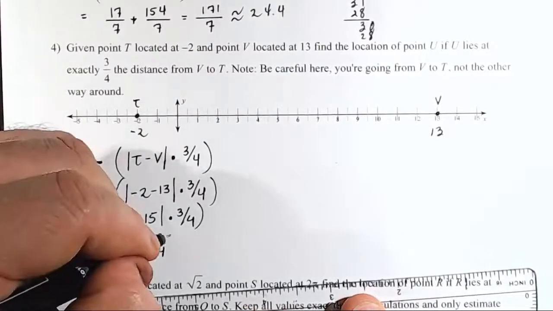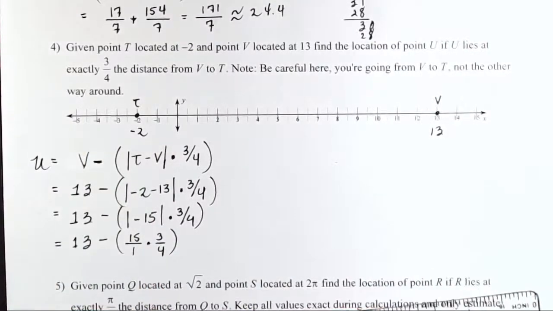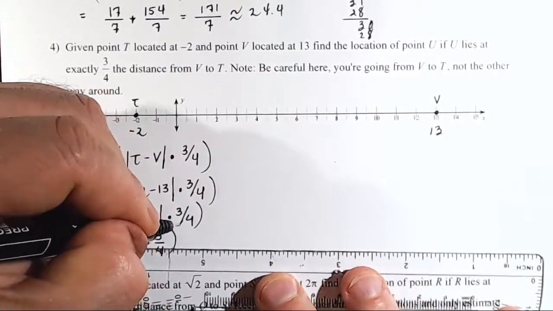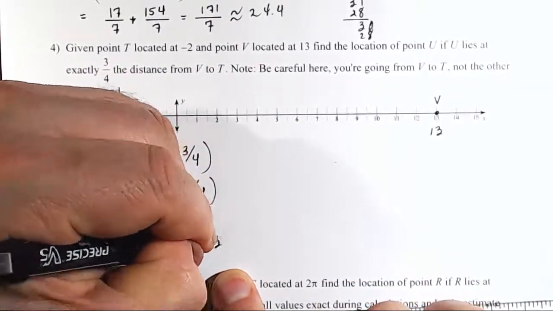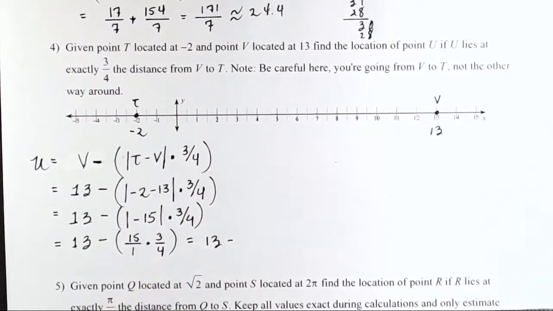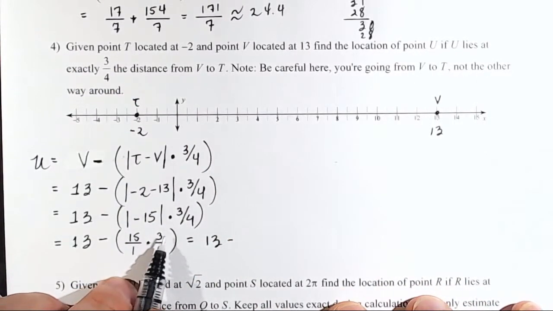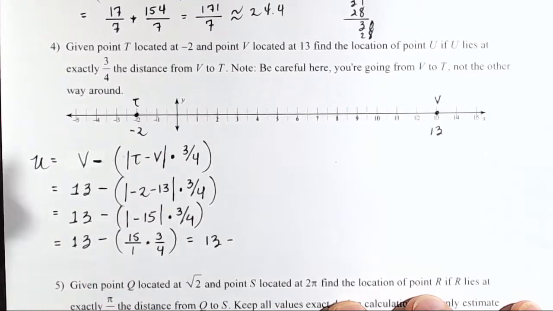Okay, I don't think I can reduce those fractions at all. Let's just do this. We'll put this equal to, I'm going to rewrite this. I'm running out of room. Okay, so what is 15 times 3? That is 45 over 4.